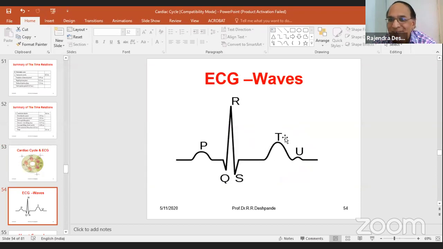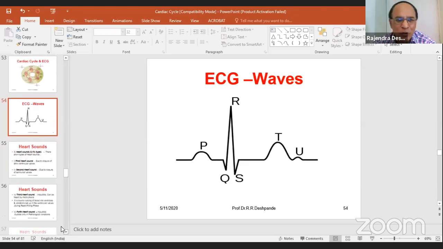The T wave is inverted when there is a heart attack, T is inverted and the ST segment is elevated. All these ECGs are there on my YouTube, so please go to the YouTube, okay?